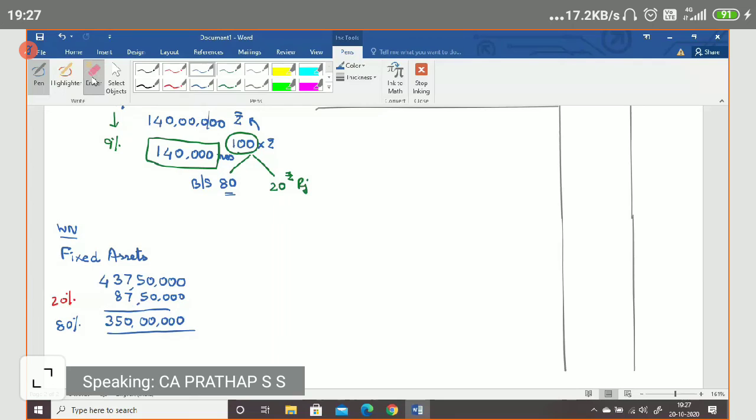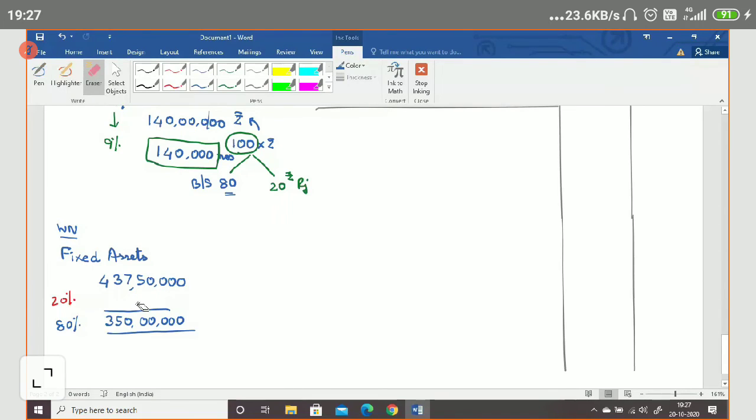Tell me what's the loss, guys? You better put 20% and calculate. What is the loss? 87 lakhs 50,000. Okay, very good. 87 lakhs 50,000.